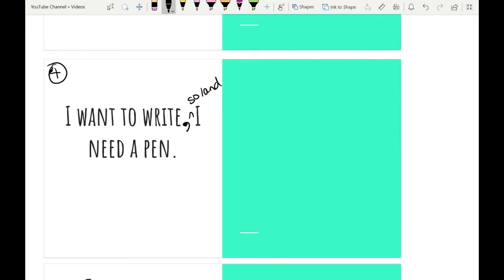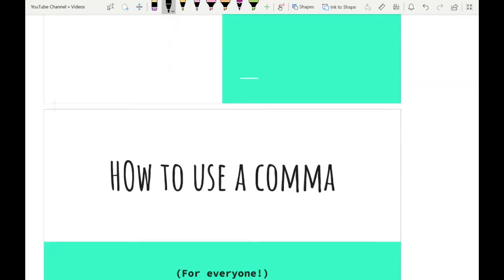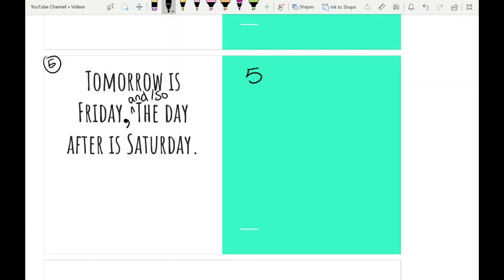Alright, let's take a look at our last one. Tomorrow is Friday. The day after is Saturday. What is the first thing we do? First thing we do is we take this period, we turn it into a comma, and we add one of our FANBOYS. Tomorrow is Friday, and the day after is Saturday. Or you could do so as well here if you wanted to. Alright, so that is the end of our examples right here. There were 5 questions total. How did you do?